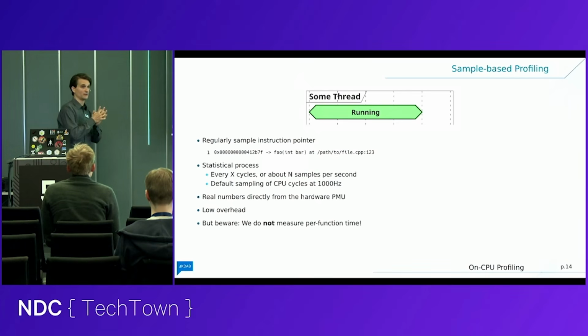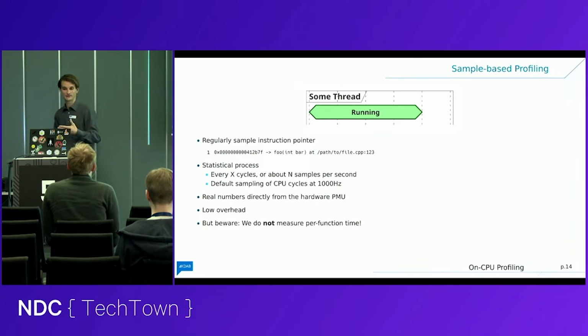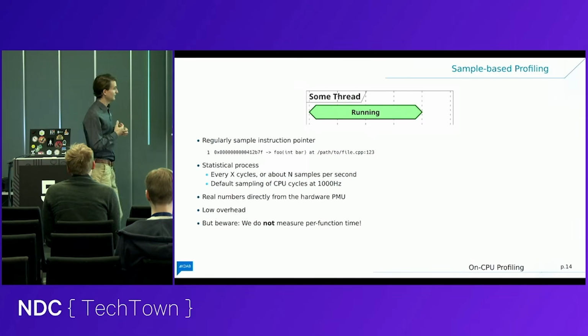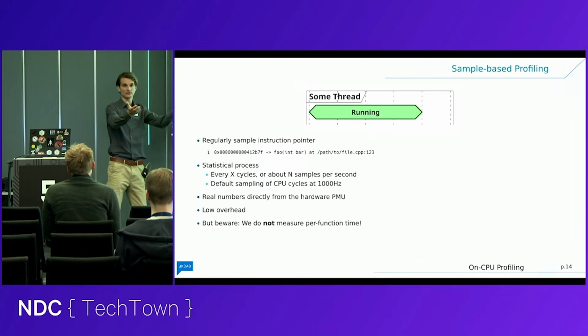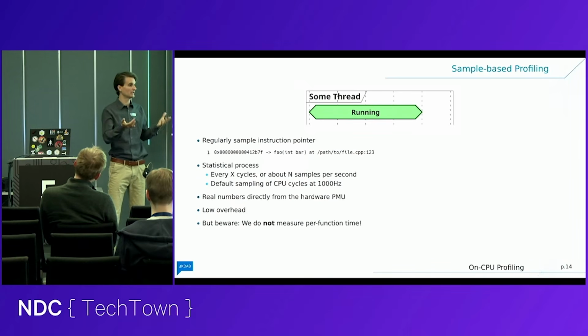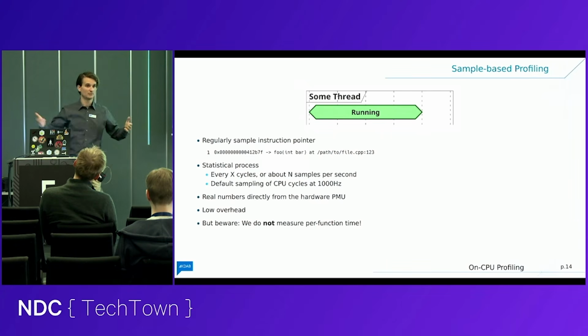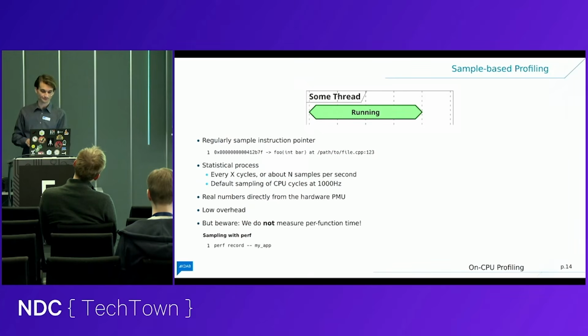But this is crucial for you to understand. We do not actually measure per function time. And there are some sampling-based profilers like VTune out there that are a bit deceptive in that regard, because they would tell you this function consumes 100 milliseconds or something like that. But that's not the case. What we can only say is, statistically speaking, this function was running for 10% of the samples or something like that, right? So very important to keep in mind when you use these tools.